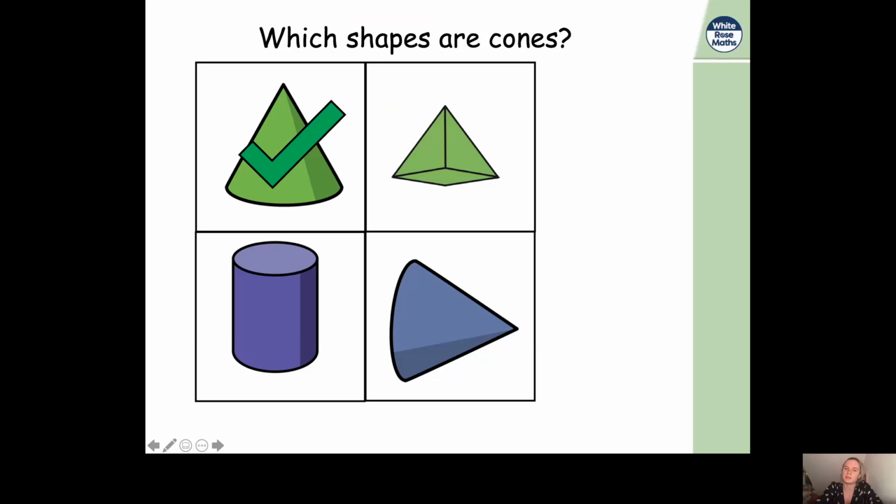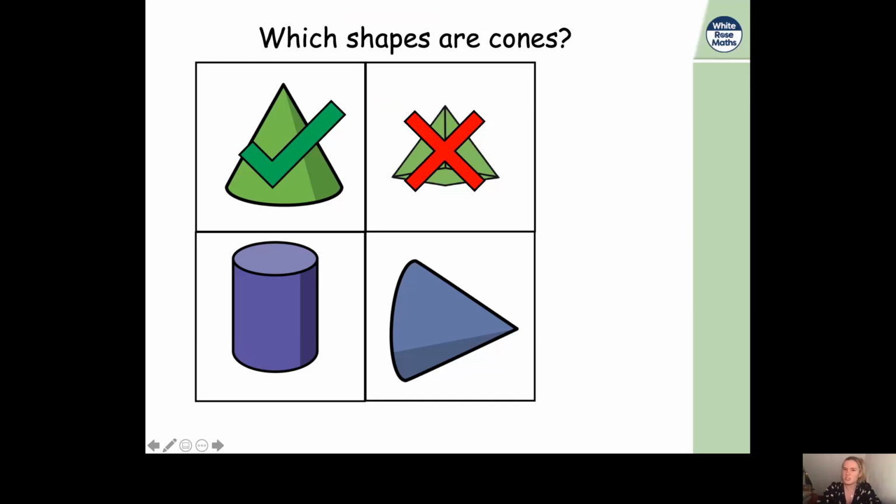Now, what about the second shape? Well, the second shape does have a point at the top. Can you see? But does it have a flat face, which is a circle at the bottom? Well, it does have a flat face, but the face is in the shape of a square, isn't it? And what about the sides? Well, remember a cone has one curved surface, doesn't it? But no, this shape has flat faces on the side and they are in the shape of triangles. So therefore, no, this is not a cone because it doesn't have a curved surface or a flat face at the bottom, which is a circle.